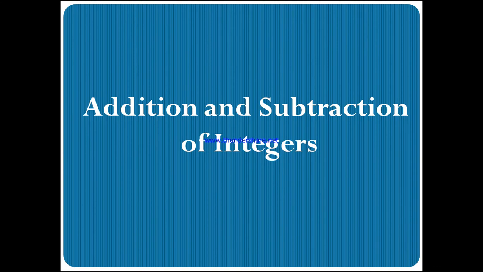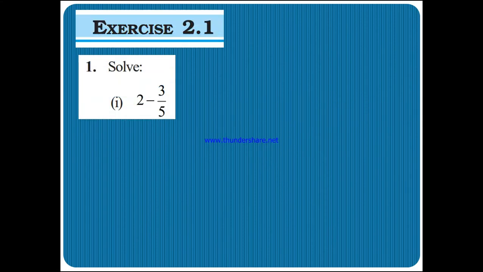Now let's see the first subtopic in this chapter, addition and subtraction of fractions. Exercise 2.1, question number 1, solve. That is addition and subtraction. The first one, subtraction. 2 minus 3 by 5. 2 is a whole number. 3 by 5 is a fraction. Now we are going to subtract.